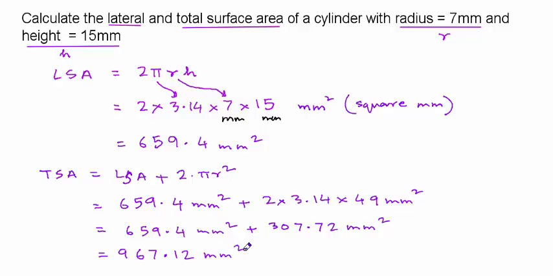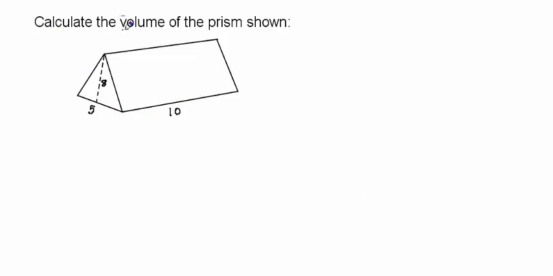Let's try a prism problem now. We need to find the volume of this prism. As we can see, this is a triangular prism. We have a triangular face here and another triangular face on the other side. And then these are the rectangular faces. You have one on this side, one on this side, and one on the bottom.